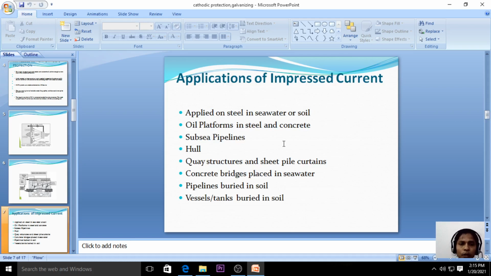So now let us see where we use impressed current cathodic protection and sacrificial anodic protection. We have already seen where we use the sacrificial anodic protection method. Impressed current cathodic protection is applied on steel in seawater or soil, oil platforms, steel in concrete, subsea pipelines, ship hulls, quarry structures and sheet pile curtains, concrete bridges, pipelines buried in soil, and vessels or tanks buried in the soil. So in all these cases, we use impressed current cathodic protection.